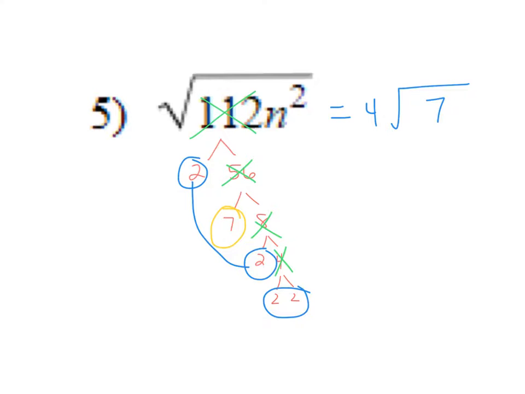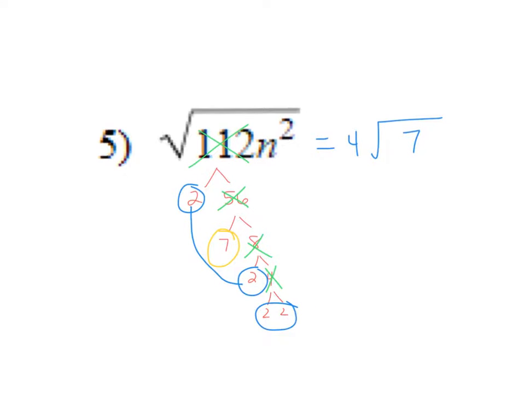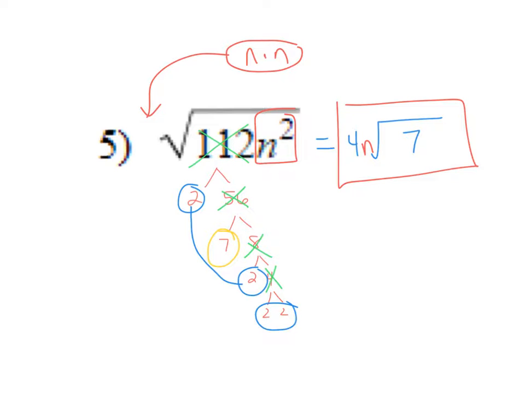Now, we have to look at the variables. Okay, so here I've got an n squared. So realize that n squared is just saying n times n, right? Pair them up and move them out. So I have one pair of n's that have moved to the outside. So I'm going to put an n on the outside there. So my answer is 4n on the outside, radical 7. And that's my final answer.